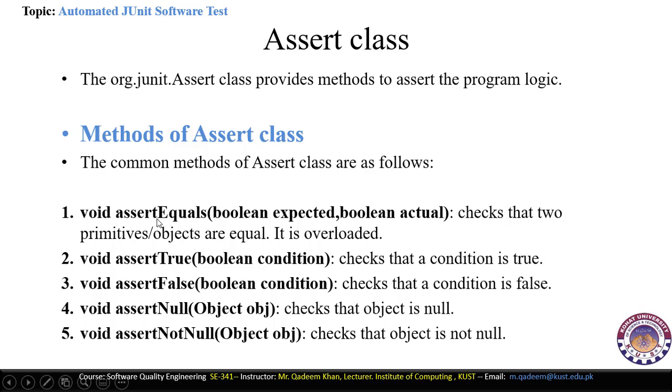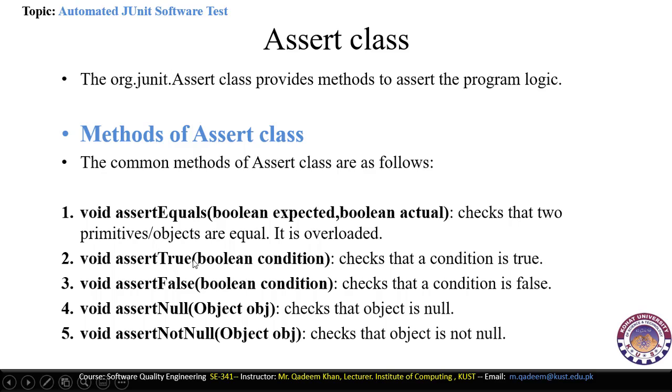First one is void assertEquals(boolean expected, boolean actual). This assertEquals function checks whether the expected value is equal to the actual value, and both are of the boolean type. So it checks that two primitive values are equal, and it is then overloaded.